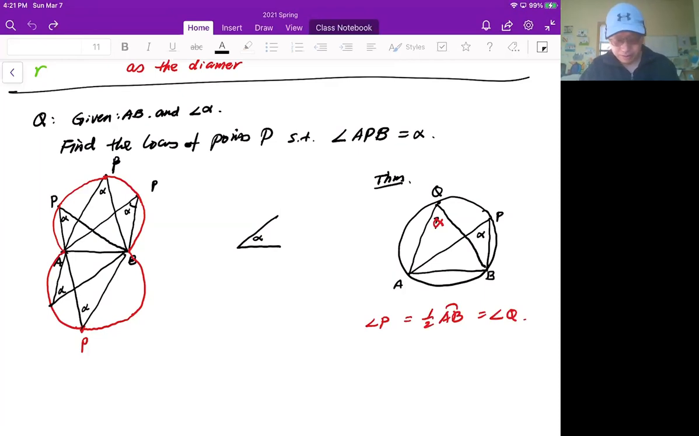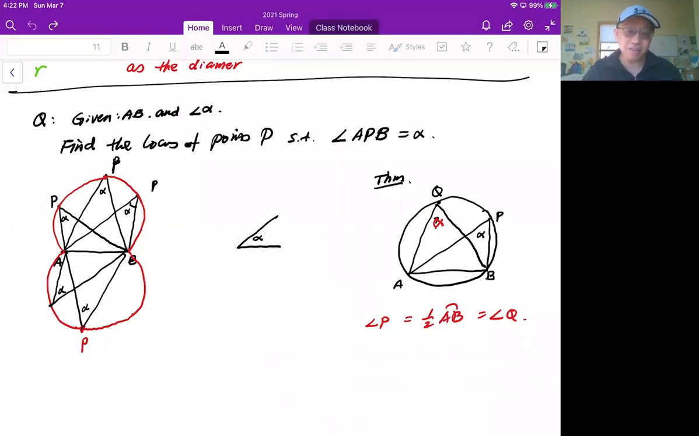For this one, the key idea is the inscribed angle theorem. If P and Q are on the same circle containing A and B, then the two angles have the same measure, alpha. That basically says that all of the P's have to be on the same circle. Either it's a circle above AB, or there could be another circle below AB. So these are all of the P's.